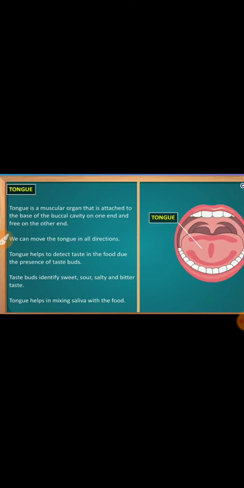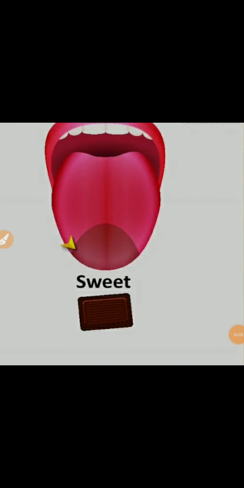Alright, so these are the functions of our tongue. Along with this, it also helps us to speak. Okay, when we speak, we use our tongue also. Okay, so these are the functions of the tongue. Now the tongue has different regions which identify the different tastes. Are you able to see in this picture?